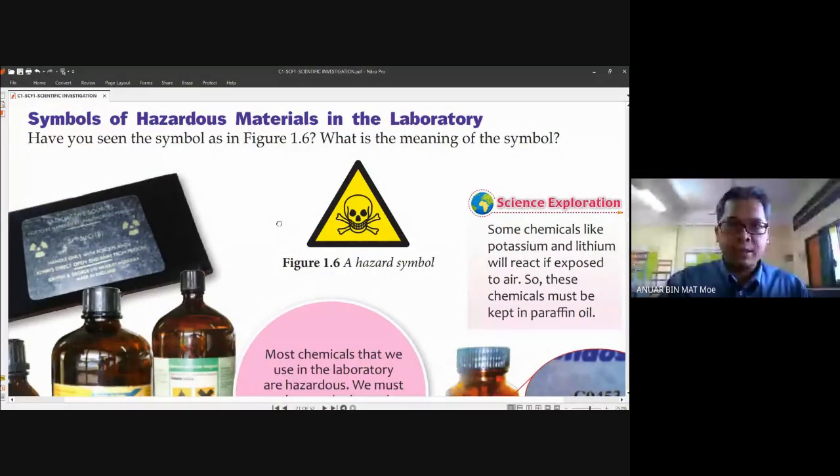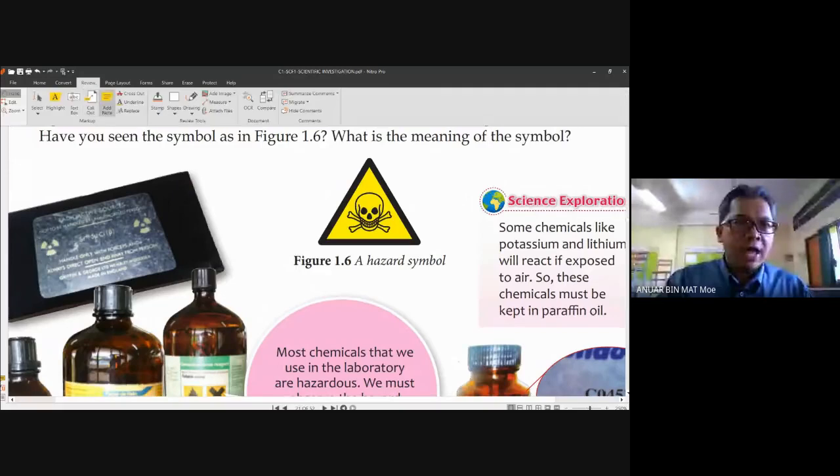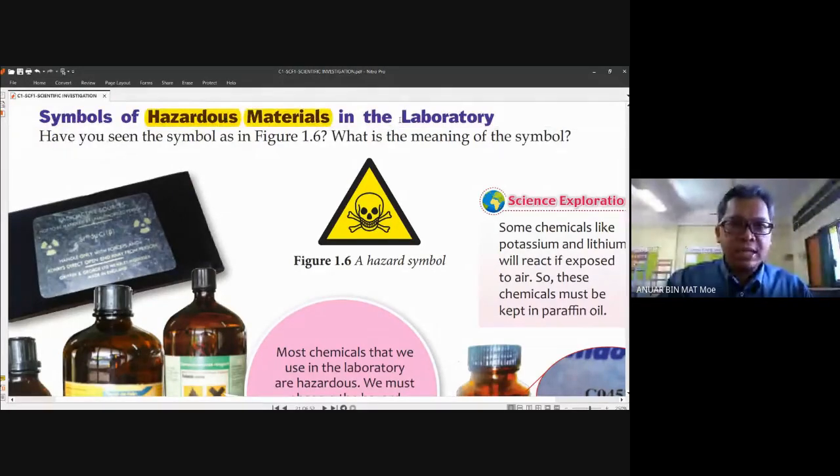Number 2 is the symbol of hazardous material in laboratory. If you still remember, just now we learned about the apparatus in the science laboratory. Apparatus is the tool we use during experiment. Just now I told you there are two things you need to remember. One is apparatus, one is material. Okay, there are different things.